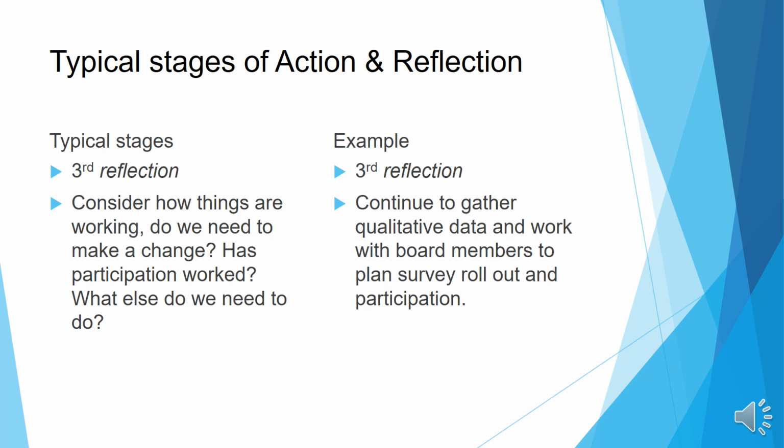The third reflection, consider how things are working. Do we need to make a change? Has participation worked? What else do we need to do? So in here, we're going to continue to gather the qualitative data and work with board members to plan the survey rollout and participation. So we need to know how our advisory board members will reach people in their own community to have that final survey answered.